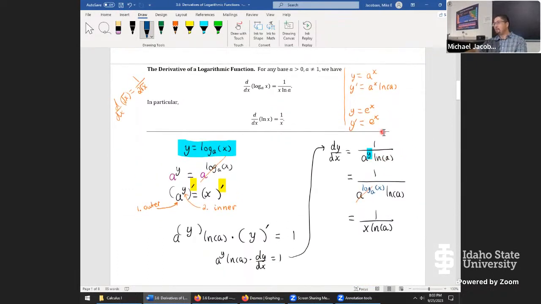Where'd it go? Oh, there it is. We ended up right here and we said, that's not good enough because the right-hand side involves y, but we knew y is natural log a of x. So we just threw it in, canceled, and we were done. That one was kind of nice in a way.